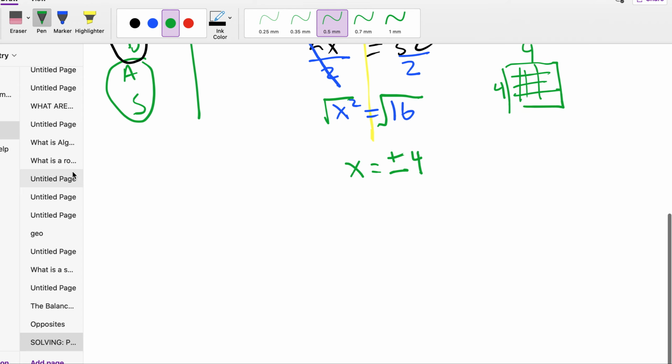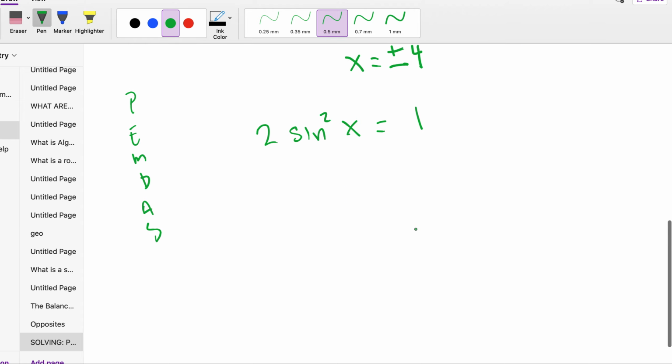This will even work with sine and cosine and tangent as well. So I can say 2 sine squared x equals 1, let's say. Or actually, let me subtract 1. So we could take this problem and then set it up and use a calculator to solve it.